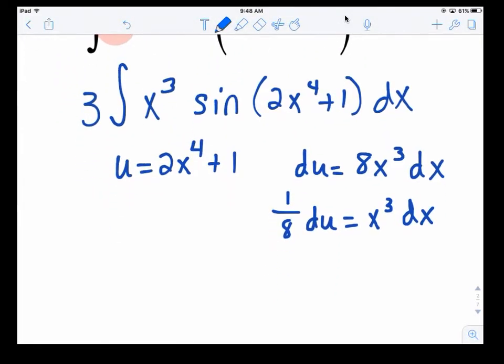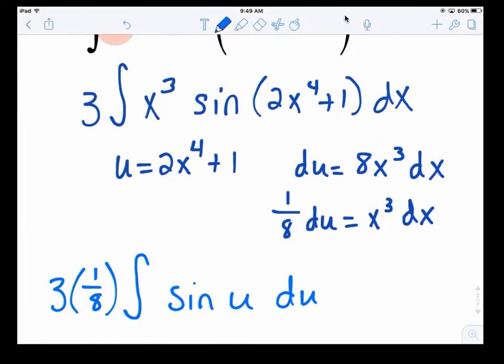All right? So I have the 3 that was out front originally, right? Now I have this 1/8. This is another constant that I can put out front. So I'm going to put it out front like that, then the integral sign, and I'm left with sine of u du, right? U is replaced by 2x to the 4th plus 1, and then du is equal to x cubed dx. So I have everything covered.